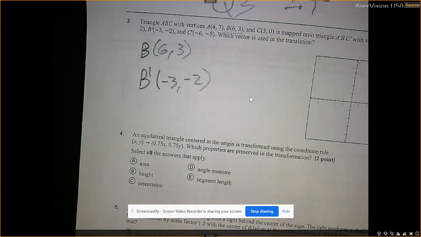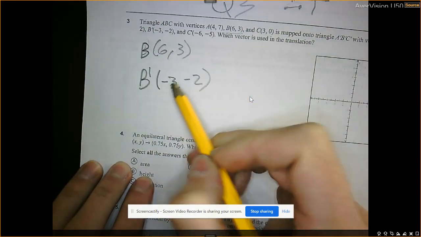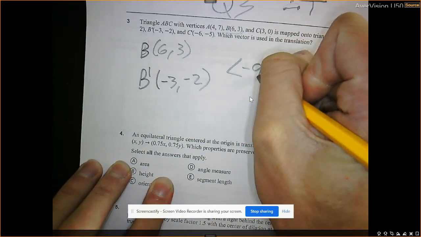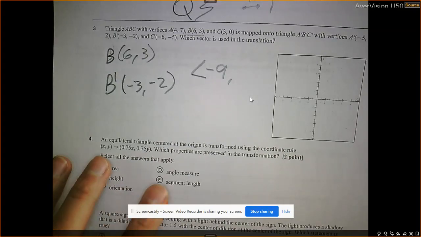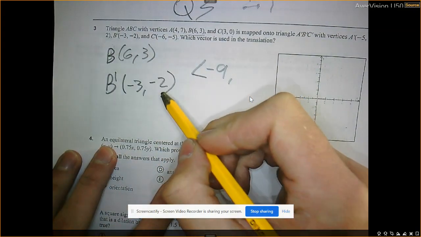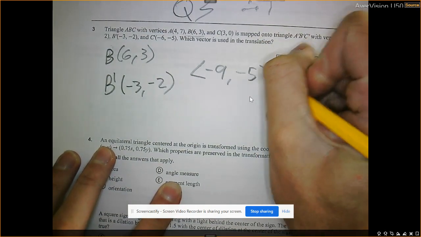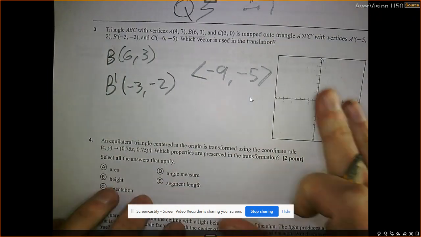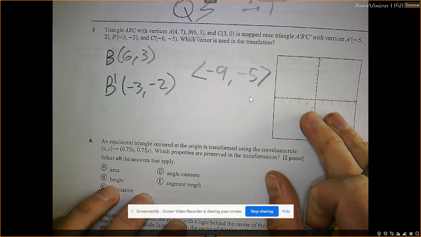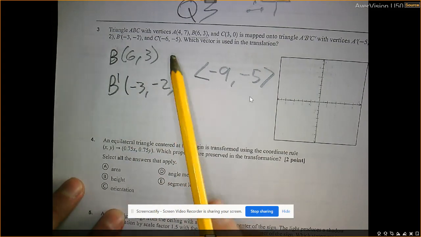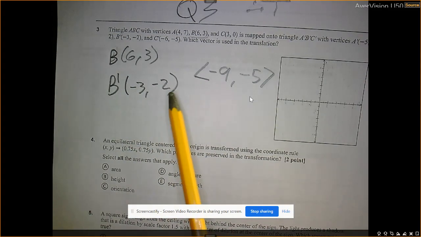And I just need to see, okay, what's going on? My x's, how do I get from 6 to -3? That's subtracting 9, so that's the x part of my vector. And then how do I get from 3 to -2? That's what my y is doing, and that's subtracting 5, so that is my y part of my vector. This was just there for you if you wanted to visualize what was going on, but we're all capable of just doing it this way without visualizing it completely. So that's your answer there.